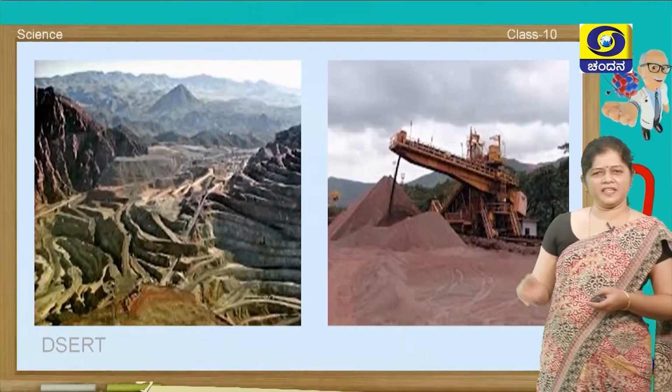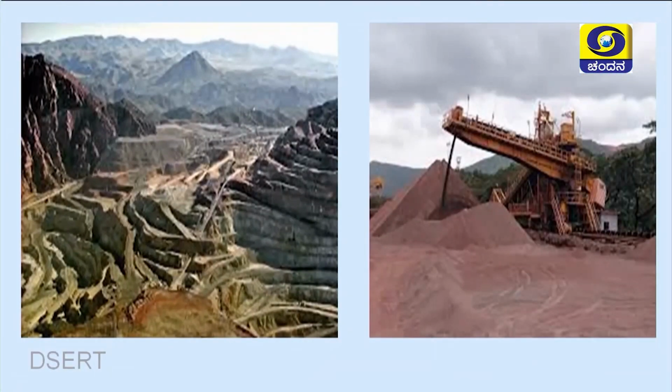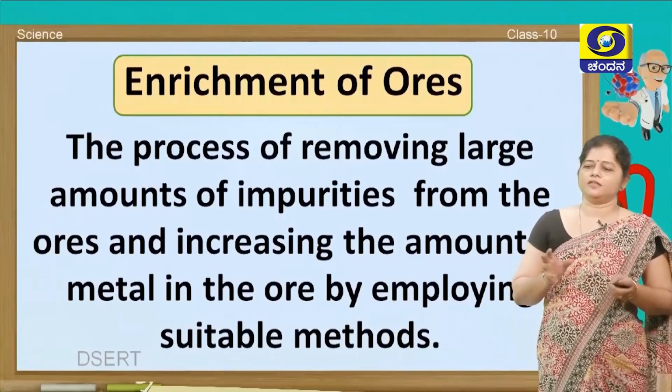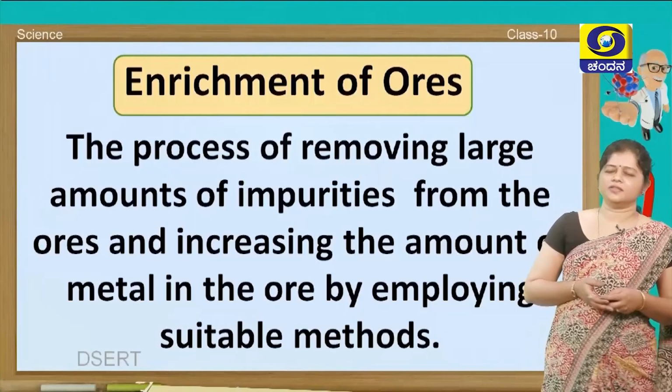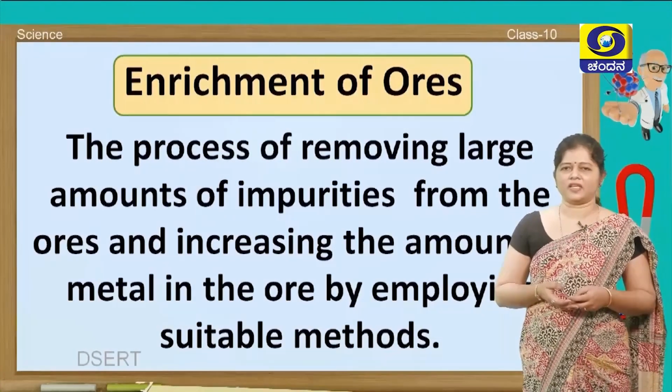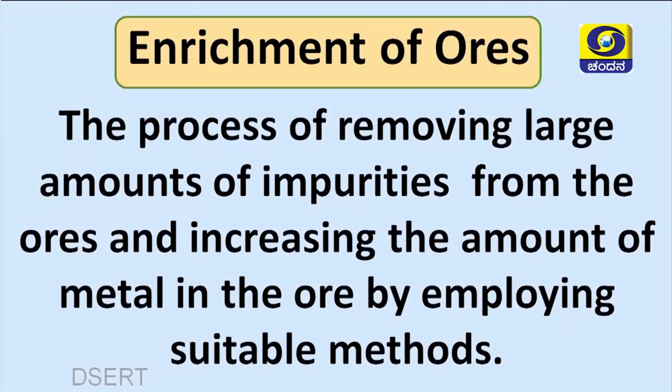So, this is a mining site. Probably you could have seen this if you have visited any mine. So, they are extracting the ore from the earth. When they are extracting the ore from the earth, what happens? Lot of impurities are obtained along with the soil. So, you have to enrich the ores.